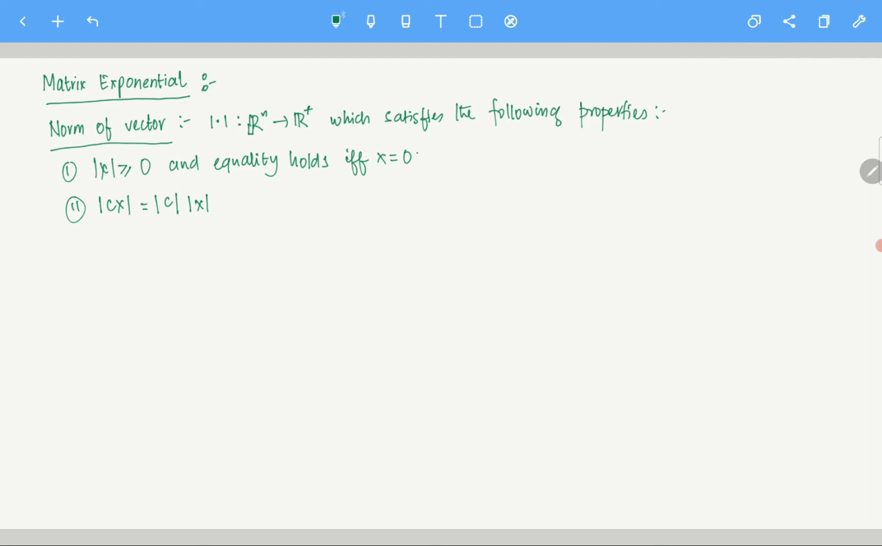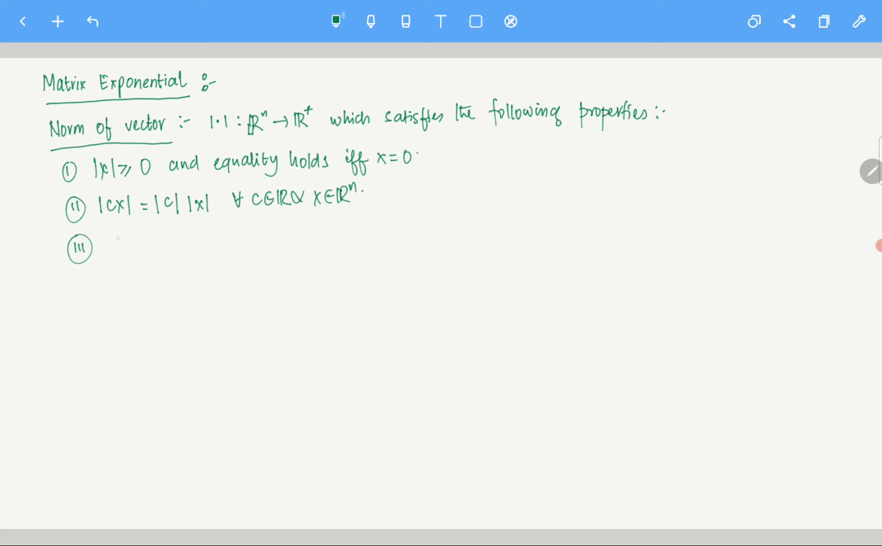For a vector, roughly speaking, we are trying to look at the distance from the origin, or the length of x. So this is basically the length of the vector x. You can think of it like that. So the length of cx will be the modulus of c times norm of x, because this is always defined in R plus. This holds for all c in R and x in Rn.